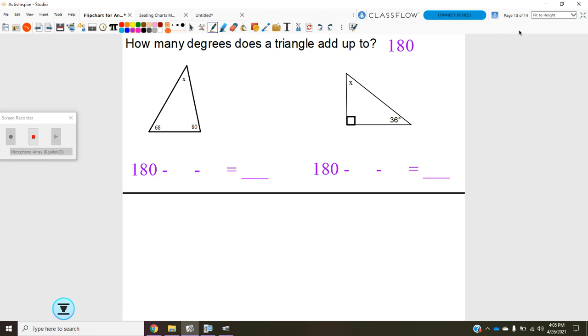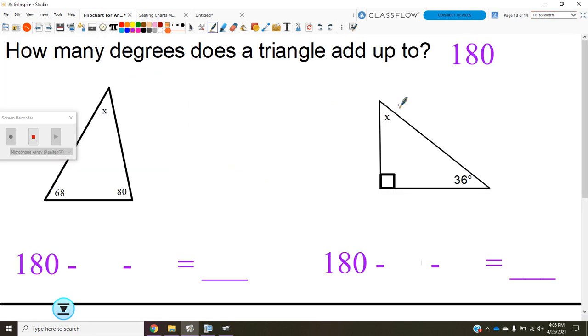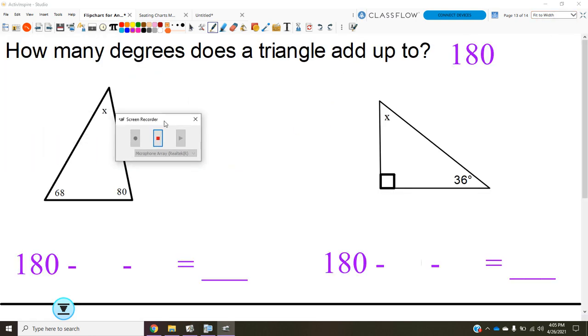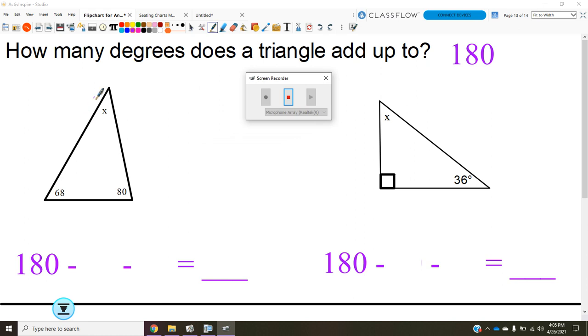Triangles. The inside angles of a triangle add up to 180 degrees. So if I'm given a simple diagram where two of my angles are labeled on the inside of a triangle and one has a variable, then it's simply taking the 180 and subtracting off 68 and subtracting off 80. And my answer is that x equals 32.